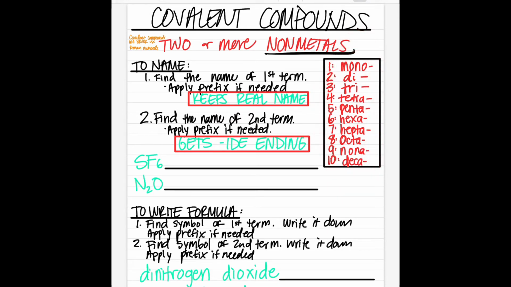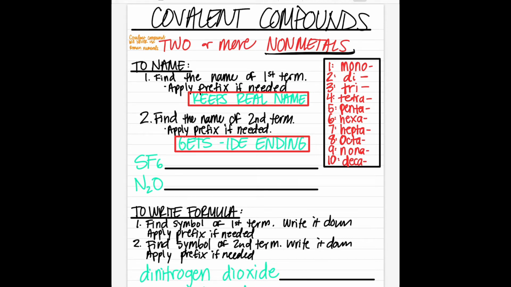All right, now to name covalent compounds. Very simple, okay? First step, find the name of the first term, apply prefix if needed. It keeps its real name. Now remember, on your periodic table of ions, the negative ones, the nonmetals, have already been renamed to their IDE ending. You need the real name.